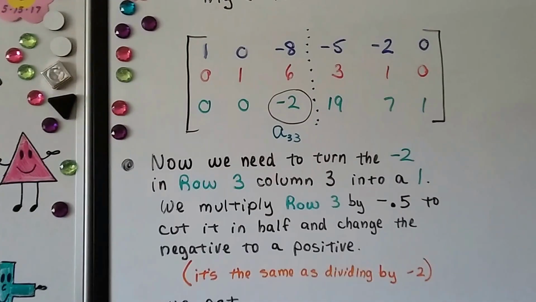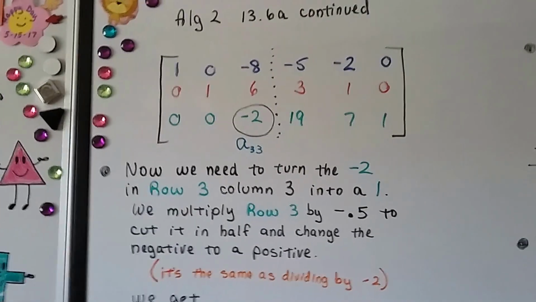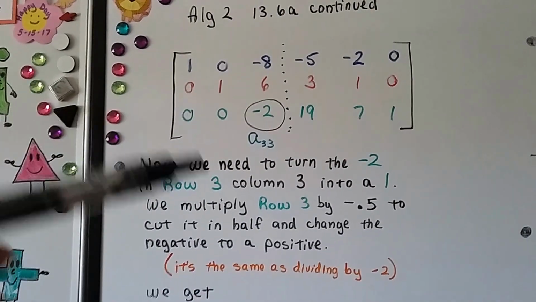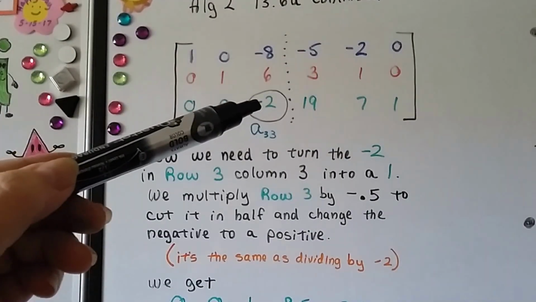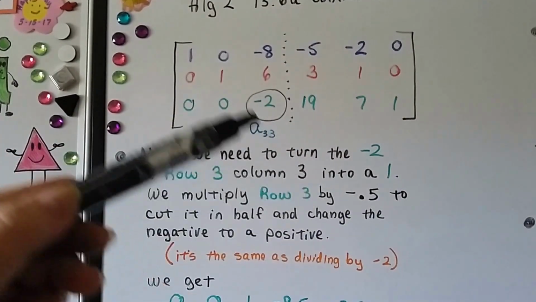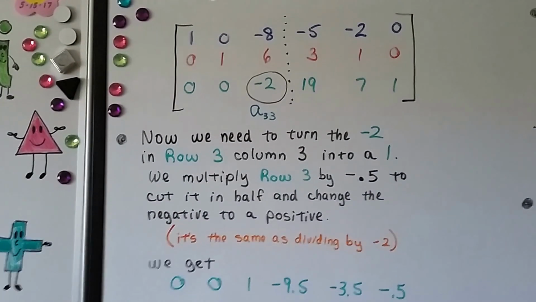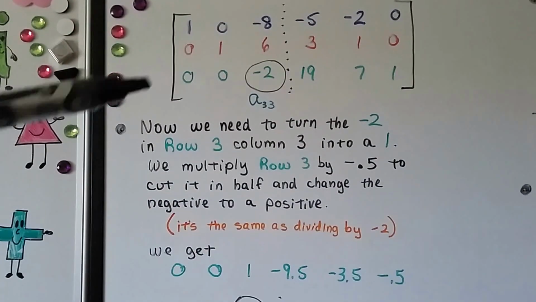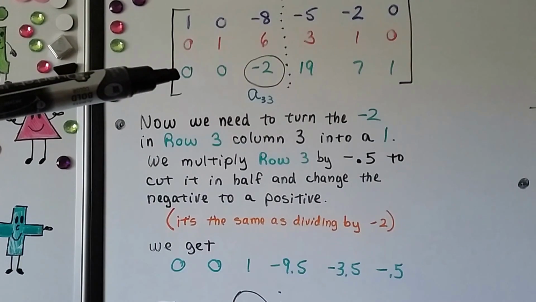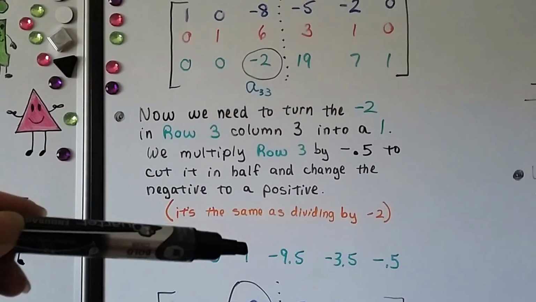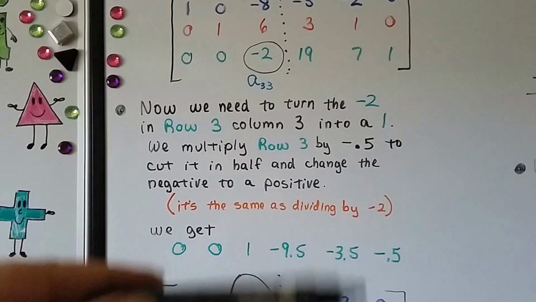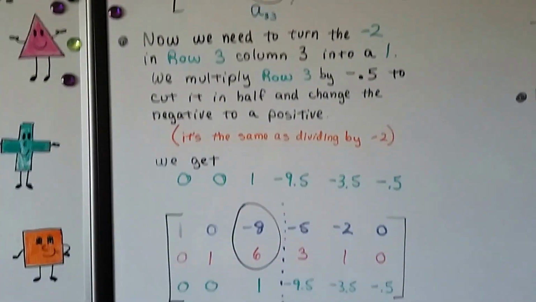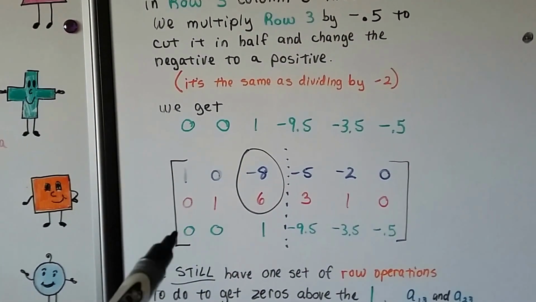We want to turn that negative 2 into a 1. So what we do is we multiply everything in the green row by a negative 0.5. That'll turn that into a positive 1 because of the two negatives, right? It's the same thing as dividing by a negative 2. We multiply everything in the green row by a negative 0.5, and we're going to get a 0, 0, 1, like we wanted, negative 9.5, negative 3.5, and a negative 0.5. So now that's our new green row.